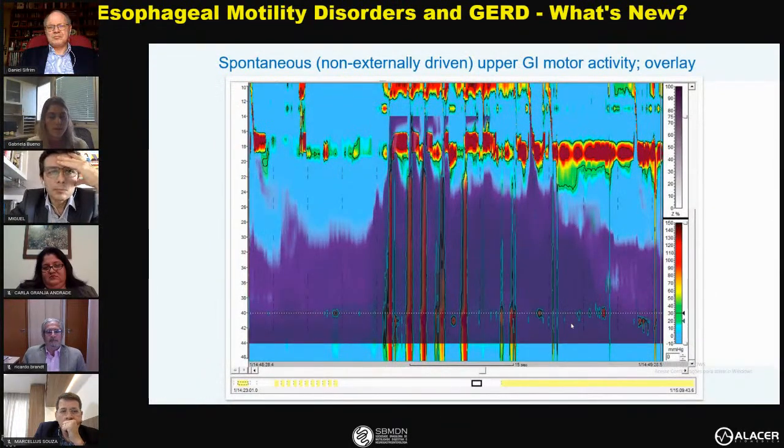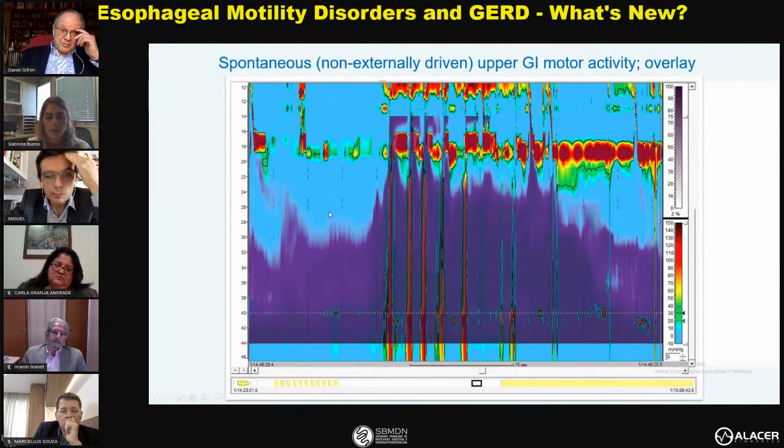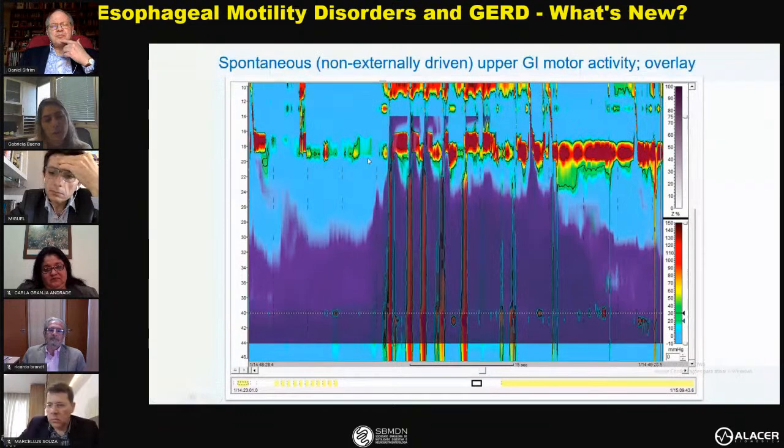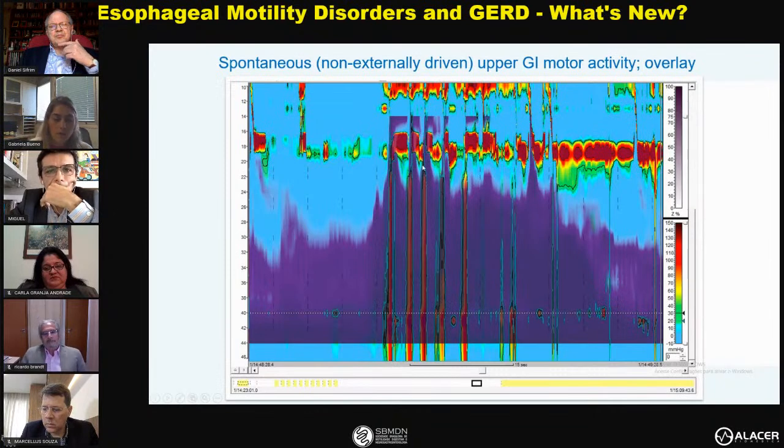So here we can see an overlay of the manometry and the impedance image. Again, spontaneous and non-externally driven motor activity. So we can see the retrograde fluid flow concomitant with the upper esophageal sphincter relaxation and the gastric contractions.